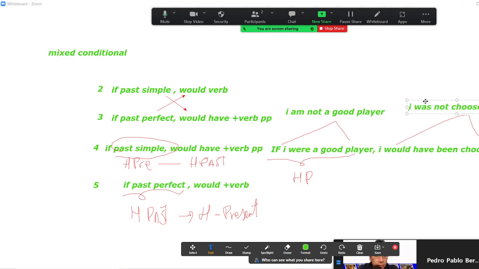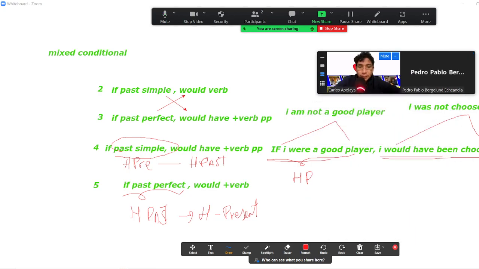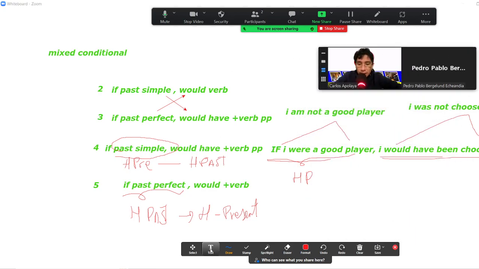No fui escogido. Por lo tanto, como yo no soy un buen jugador, no fui escogido en el pasado y tampoco fui escogido ahora en el presente, ¿cierto? Entonces, una situación hipotética en el presente con un resultado hipotético en el pasado. Si yo fuese un buen jugador, habría sido escogido. ¿Te das cuenta? Another one, for example, if I had studied, I would be on vacation.